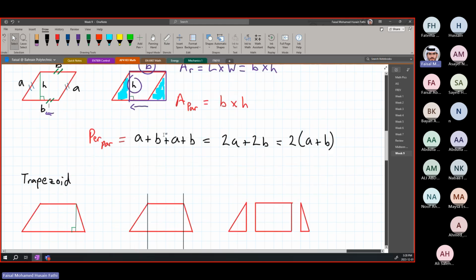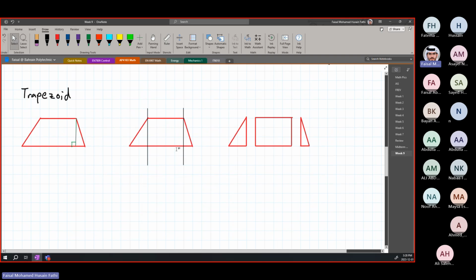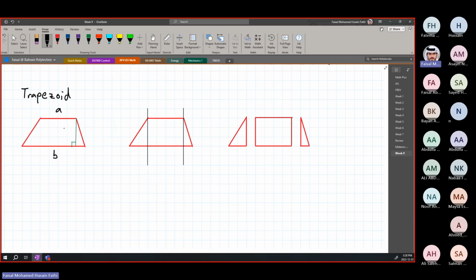Okay? And now let's move to a trapezoid. A trapezoid is basically a shape with four sides, but only two of those four sides are parallel. So the other two sides are not parallel. So in this example, let's give these names. Let's call these A, B, C, D, because they're all unequal. They're all different values. None of the values are equal. But only two lines, A and B, are parallel to each other. But C and D are not.